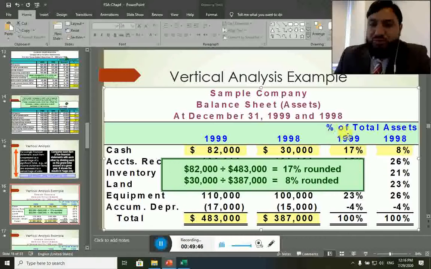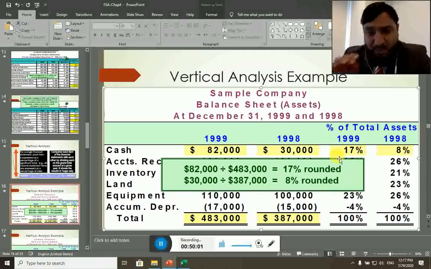These two columns show percent of total assets. So we say cash, we compare the cash with the total assets. Cash divided by the total assets multiplied by 100, we get 17%. It means that 17% of the total assets is made up of cash.